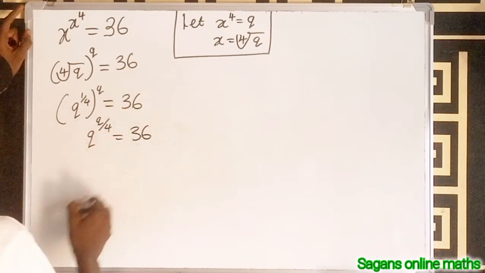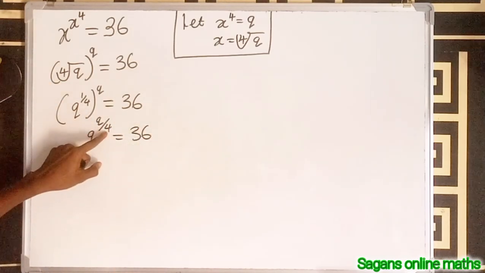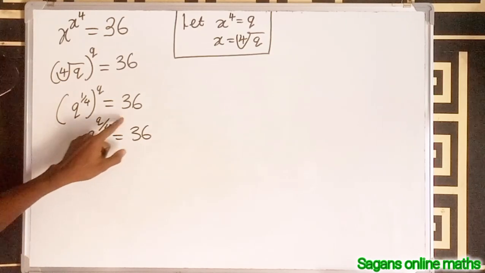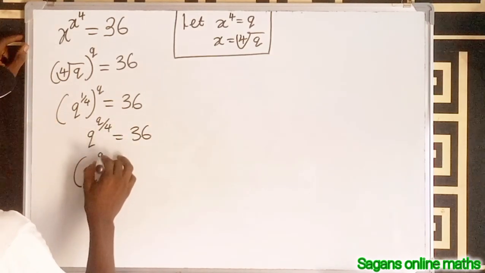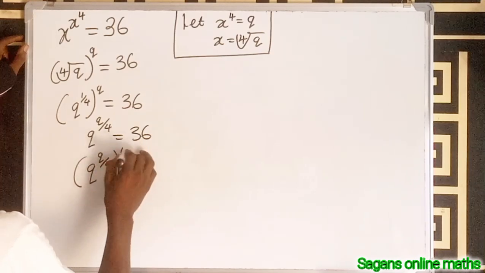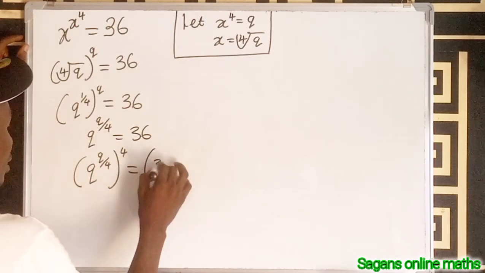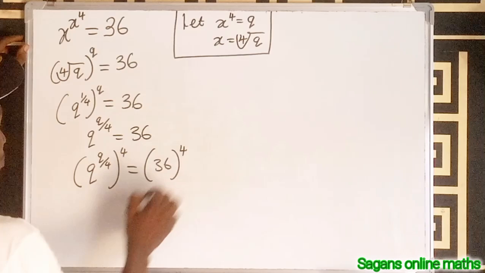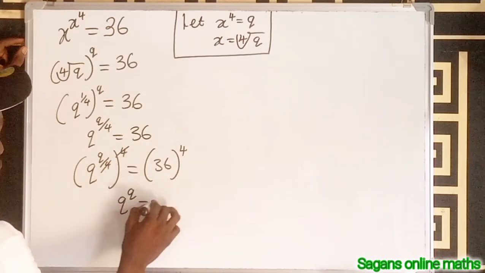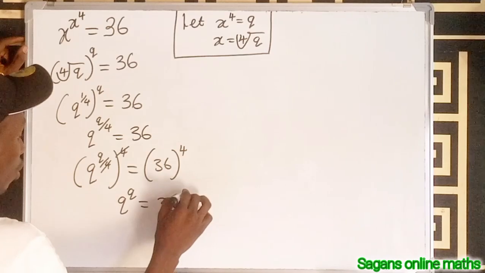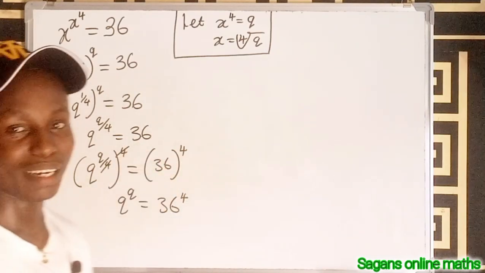And for us to remove this 4 from here, because we're looking for q, we have to multiply both powers by 4. So that this is q to the power of q divided by 4, all to the power of 4, equals 36 to the power of 4. Now this will cancel out this. We see that q to the power of q is equal to 36 to the power of 4. Wow, this is amazing.